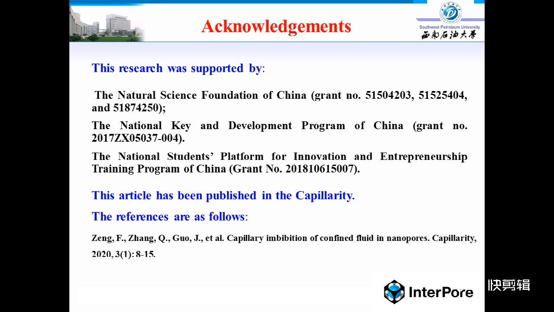The last section is the acknowledgement. This research was supported by the Natural Science Foundation of China, the National Key Research and Development Plan of China, and the National Students Platform of Innovation and Training Program of China. Thanks for these researchers' excellent work cited in the study.